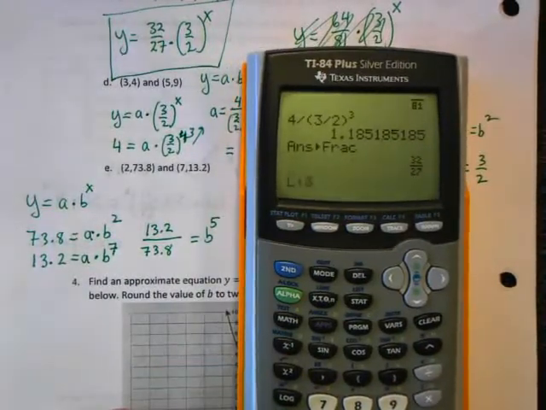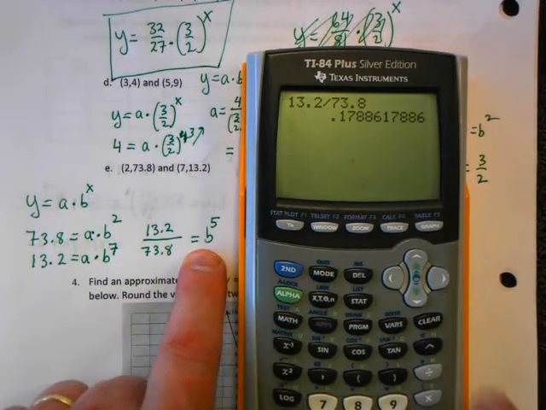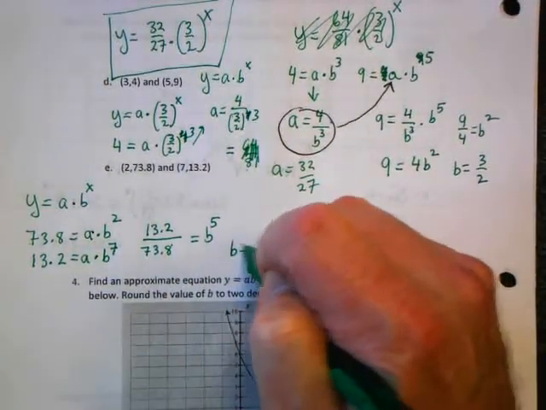I take 13.2 and I divide it by 73.8 and I get a nasty little number. And then to get the b all by itself, I have to do the fifth root. So I take the answer to the 1/5. And we get 0.71, so b is 0.71.